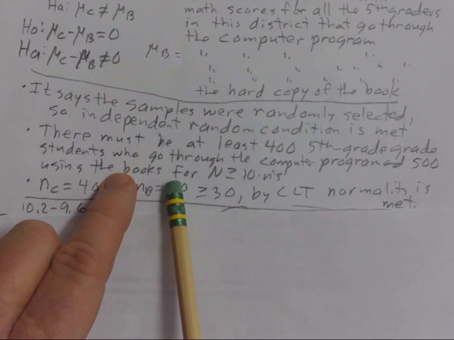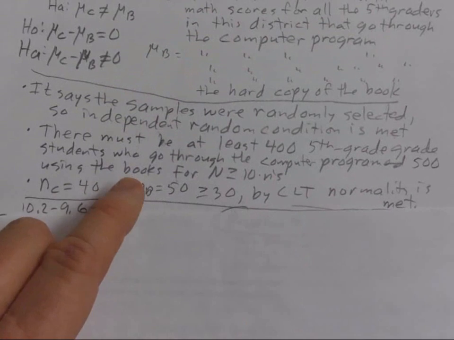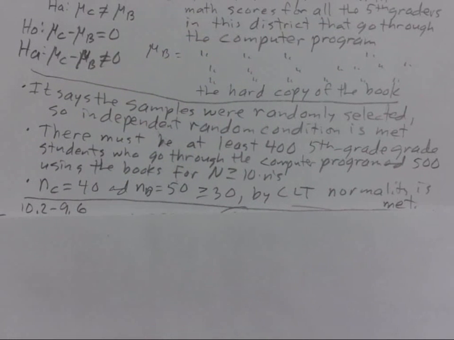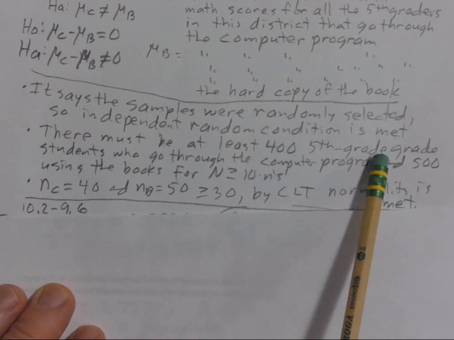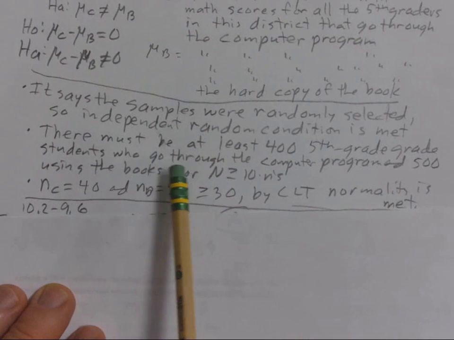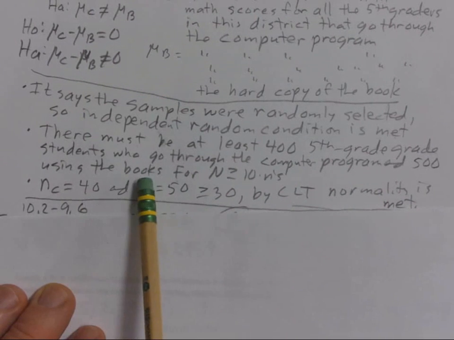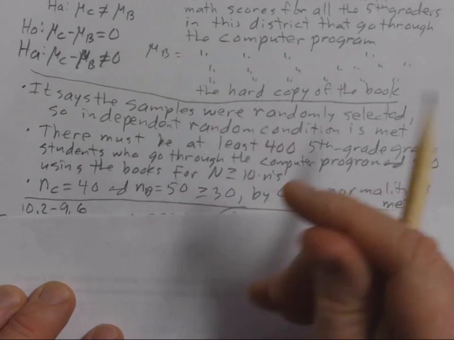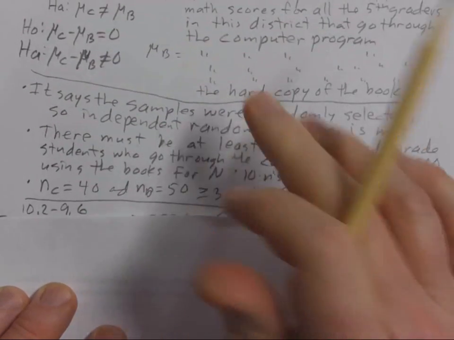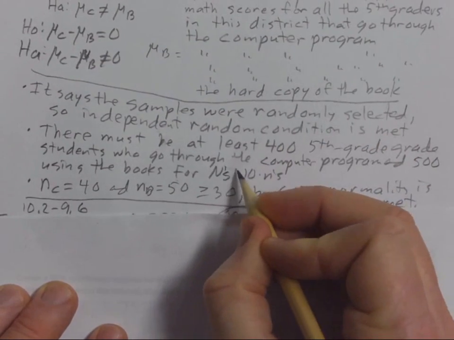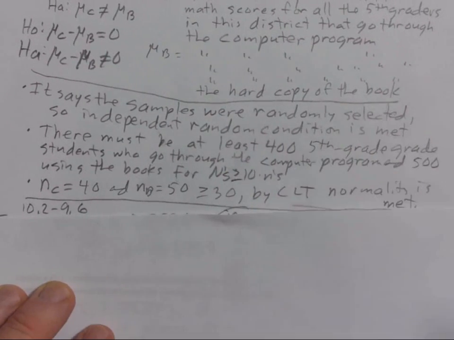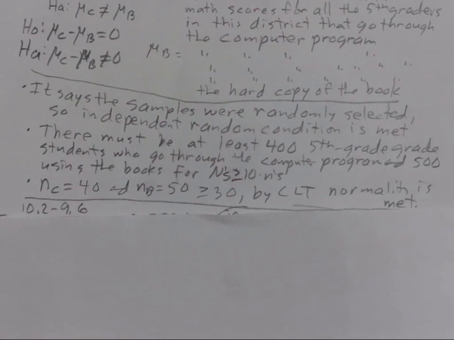Our population sizes are at least 10 times our sample sizes for independence, because we're not using sampling with replacement here. So there must be at least 400 fifth graders who went through the computer program, and 500 using the books, for our population sizes. There's two of them. Population sizes are greater than or equal to 10 times our sample sizes. That way our formula for our standard error will work.